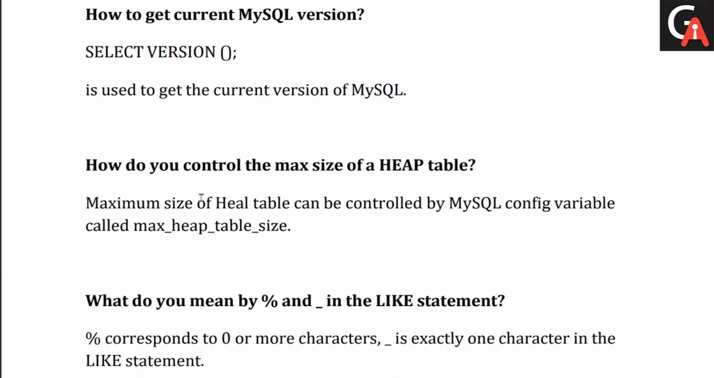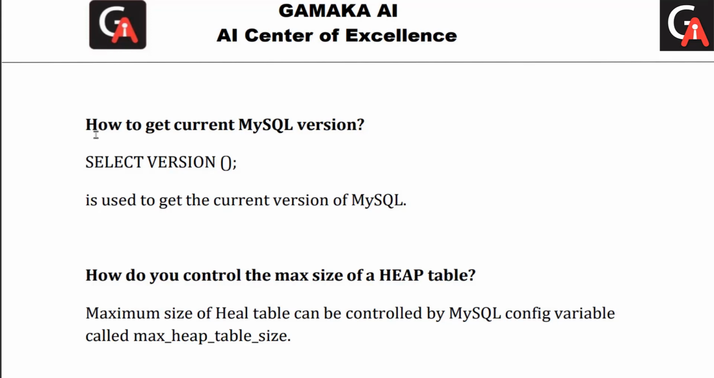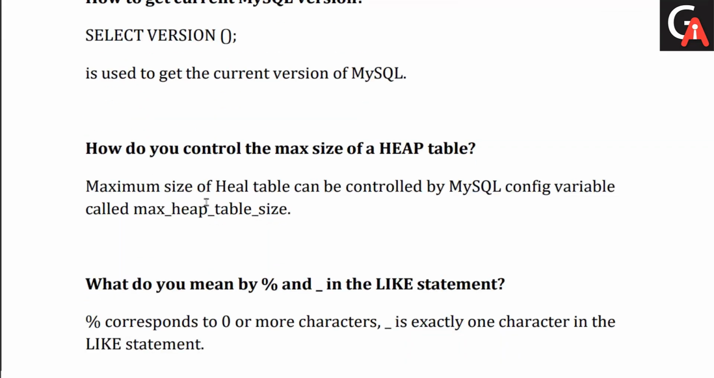Next question we have for the session: how to get the current MySQL version? If you want to know the current MySQL version you have, either you can use the Workbench, and in the Help section you can find the current version in the About section, or you can use a select statement. In the select, you can use SELECT VERSION() with parentheses open and close, and you will get the current version. So right now I guess we are on the current version of MySQL.